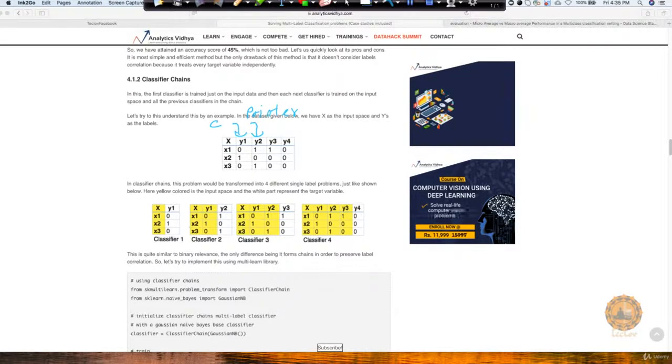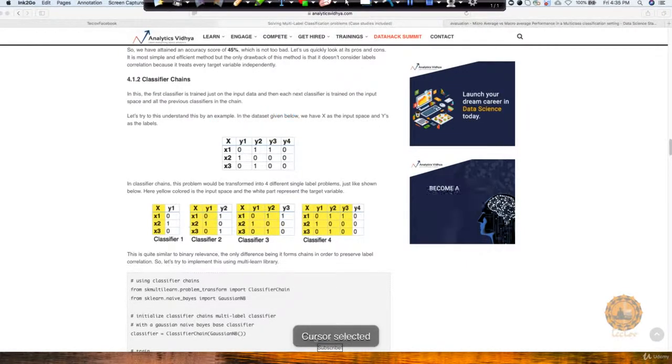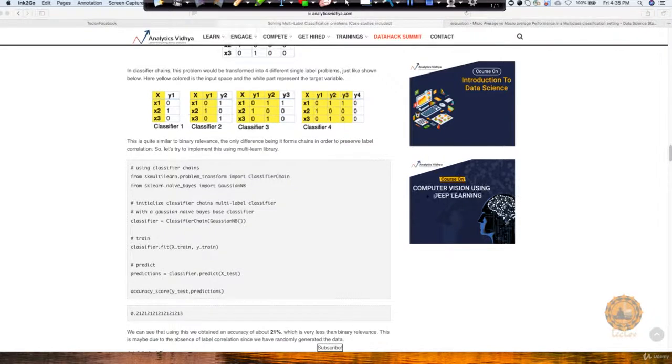This is also quite simple to do. If you look at this, again we have the same scikit-multilearn package, and here also we can just use classifier chain and get this done. It's quite simple to do in programmatic format.